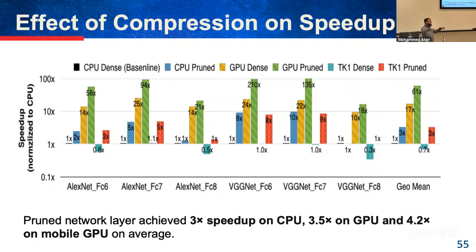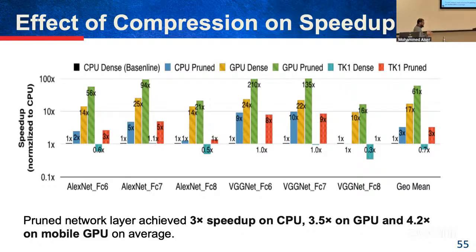But if you have linear initialization, you are making centroids for the large weights, so you are actually holding the important information. This is the main reason. Next, the effect of compression on speedup.